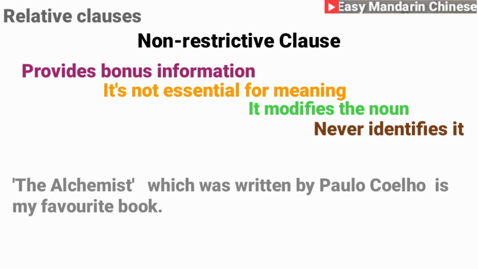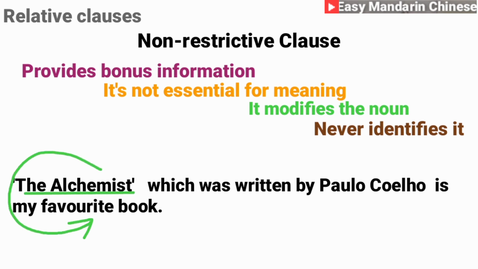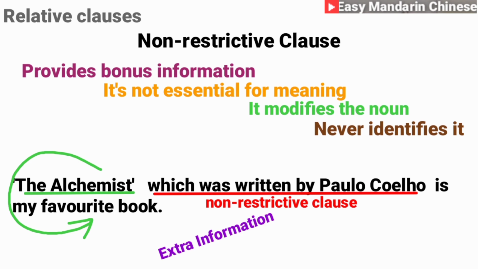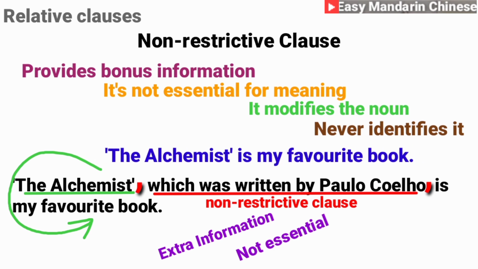Let's take a look at this example. The Alchemist, which was written by Paulo Coelho, is my favorite book. The Alchemist is the name of the book. And this clause here is a non-restrictive clause because it's extra information, which is not essential. So we'll add our commas here, which means that the clause can be omitted without affecting the meaning.